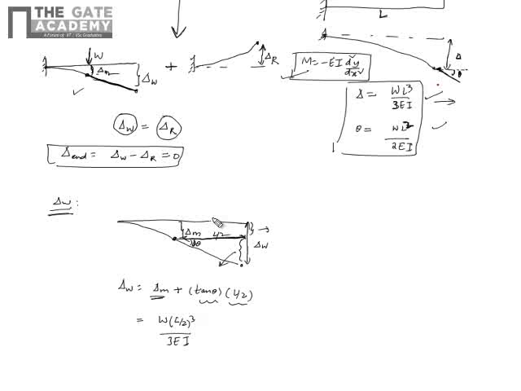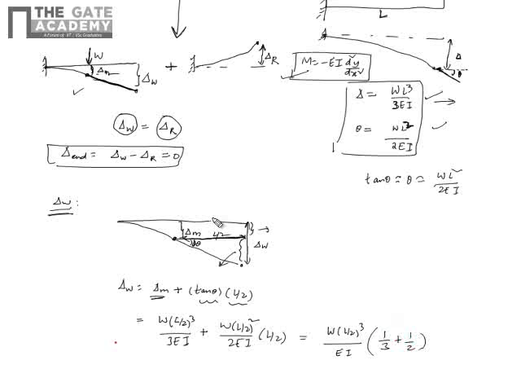I'm using this, plus tan theta is theta because slopes are really small, and that is W L square by 2EI. Now which length? It is L by 2 here. So W (L by 2) whole square by 2EI into L by 2. So this becomes W (L by 2) whole cube by EI, if I take common, and this will be 1 by 3 plus 1 by 2. Okay, so this is due to W.